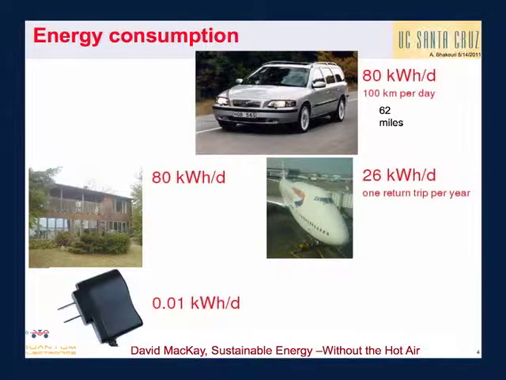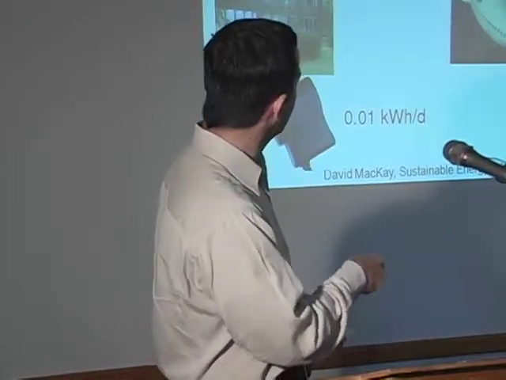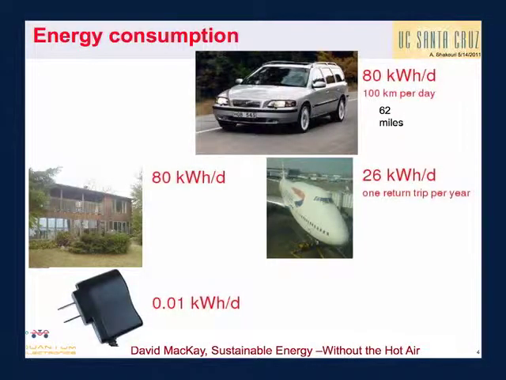What you see is, for example, driving 62 miles on a typical 30 miles per gallon car is 80 kilowatt hours per day. Running a house is about 80 kilowatt hours per day also. Taking one trip to Europe and coming back per year is equivalent to 26 kilowatt hours per day. So now you can connect the energy consumption of different activities together, and you can see how these numbers add up. You see the huge impact air travel has, one trip, and this is driving every day. Keeping a house, how much food we eat and so on are actually on the small side of it. A typical cell phone charger is 0.01 kilowatt hours per day.